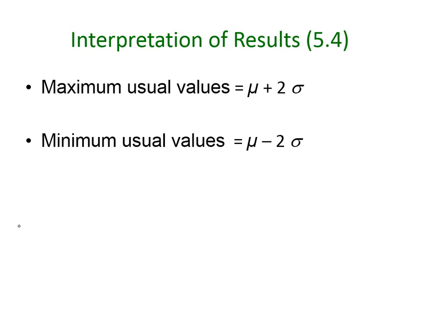Well, if we're trying to find what that means, our usual values are within 2 standard deviations of the mean. So our usual values are going to be the mean plus 2 standard deviations and the mean minus 2 standard deviations. So that usual value still fits in those 2 standard deviations. So if we look at number 12 on page 232.